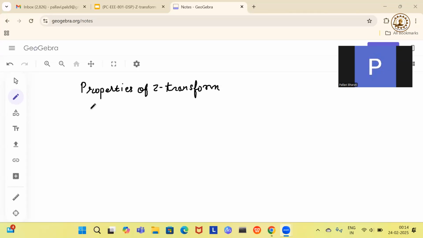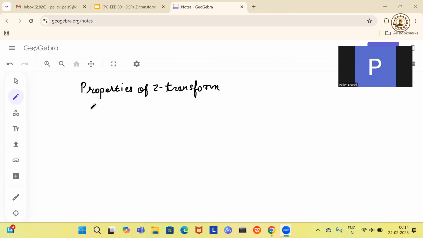This is your fourth class and we have already discussed the introduction, the mathematical representation, and also we have done several numerical questions, like 5 to 8 numerical questions. And also we discussed the ROC of the Z transform for all those questions.